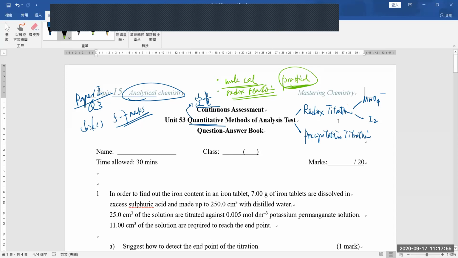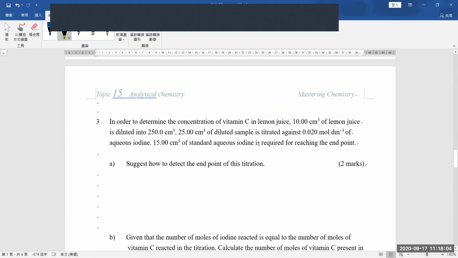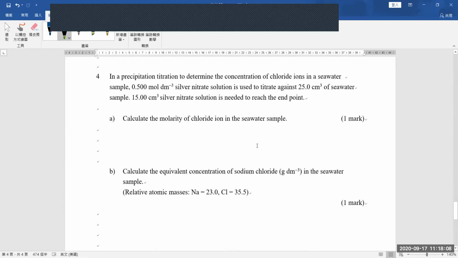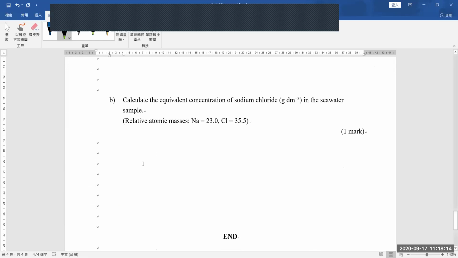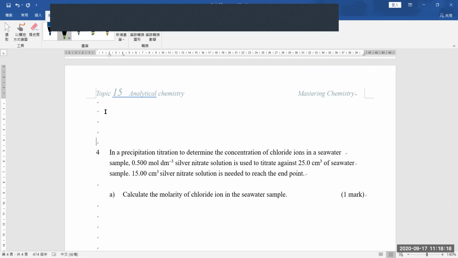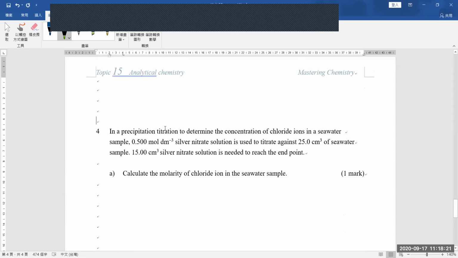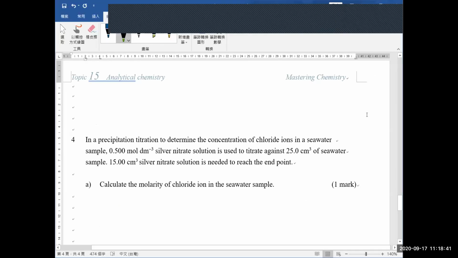So to start with, we try to do the first one, precipitation titration, because it is rather easy to follow. So precipitation titration, which is on the last question. Take a look. This is rather easy. So you may start from here. Now, in the precipitation titration, to determine the concentration of chloride ion in the seawater, 0.500 mole per dm cube silver nitrate is used to titrate against 25.0 cm cube of seawater sample. 15.0 cm cube silver nitrate solution is needed to reach the endpoint. Okay, so first question.